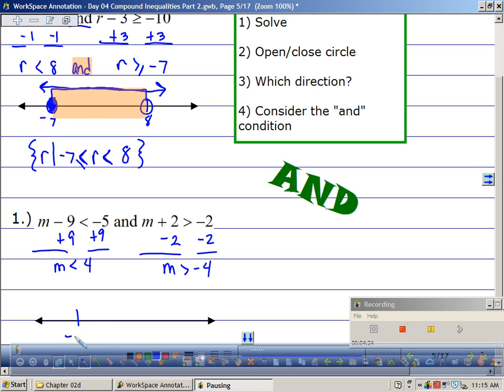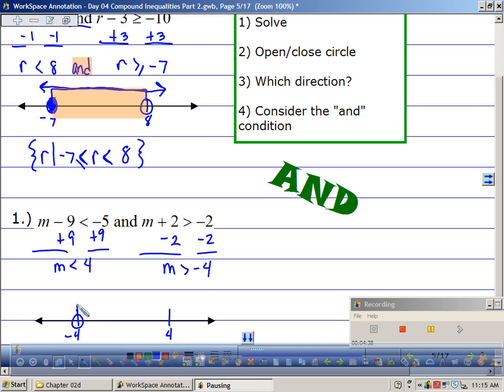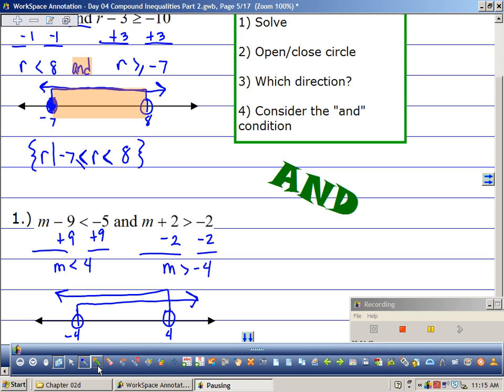So you plotted negative 4 and positive 4. Yeah. Right? All right, so let's talk about negative 4. m is greater than negative 4, that's going to be open or closed circle? Open. And which direction am I going to go? To the right. To the right, good job. And for m is less than 4? Open into the left. Open into the left. So my solution is where both are occurring, correct?